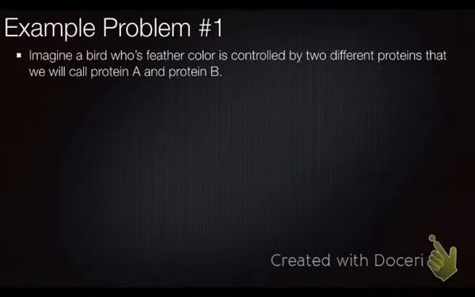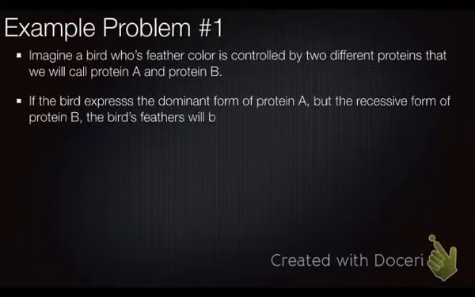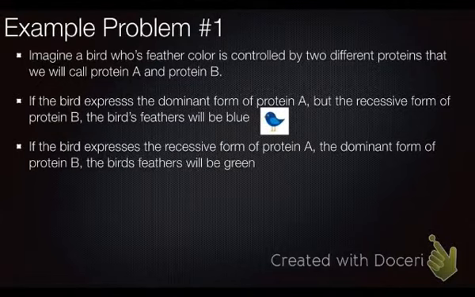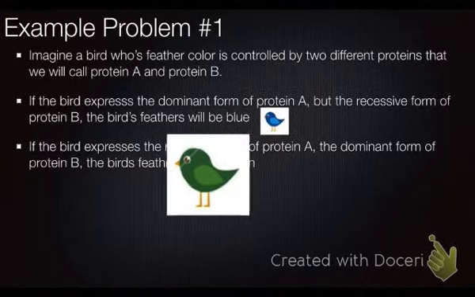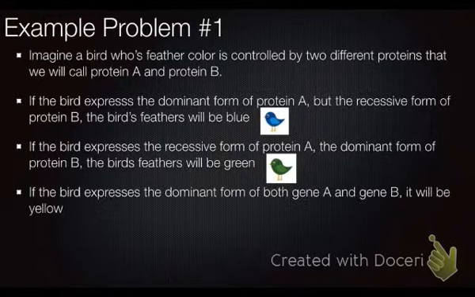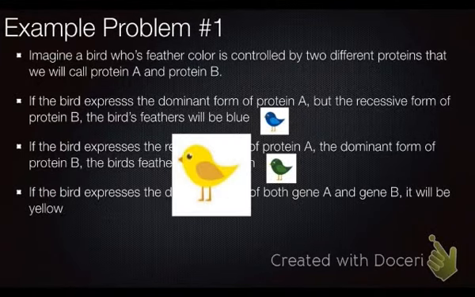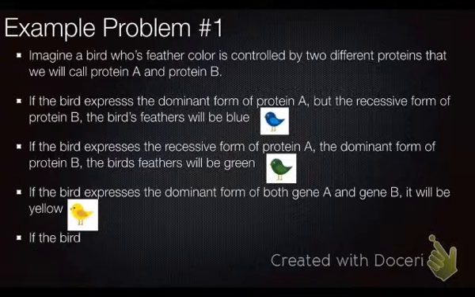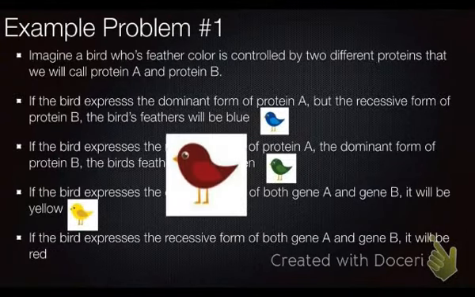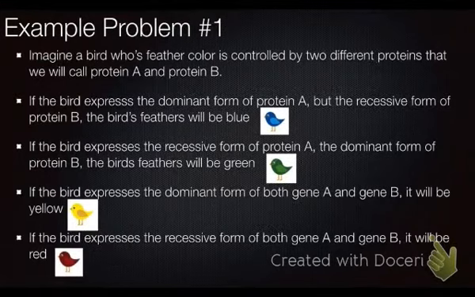Imagine a bird whose feather color is controlled by two different proteins that we'll call protein A and protein B. So presumably if it's two different proteins, you would have two different genes that tell your cells how to make these proteins. If the bird expresses the dominant form of protein A but the recessive form of protein B, the bird's feathers will be blue. If the bird expresses the recessive form of protein A but the dominant form of protein B, the feathers will be green. And if the bird expresses the dominant form for both A and B, we're going to end up with a bird that has yellow feathers. And finally, if it's expressing the recessive form of both genes A and B, it's going to be red.